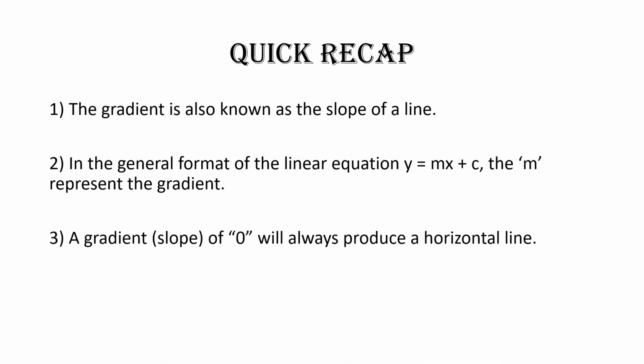And last but not least, it's nice to know that when the gradient of a line is 0, it will always produce a horizontal line. And remember, a horizontal line is a line that runs from east to west, west to east. Put the cardinal points west to east, east to west. It doesn't matter, but it runs this way. So once a line has a gradient of 0, that is what will take place.